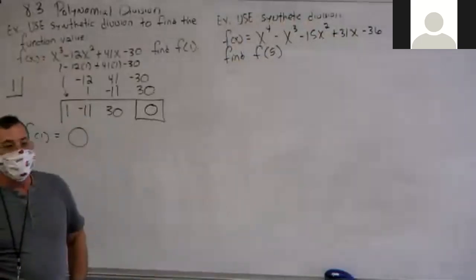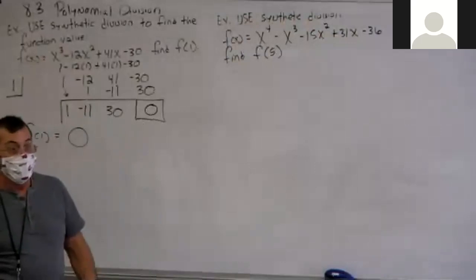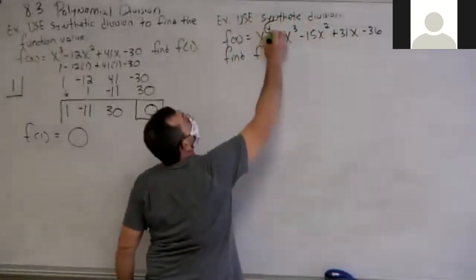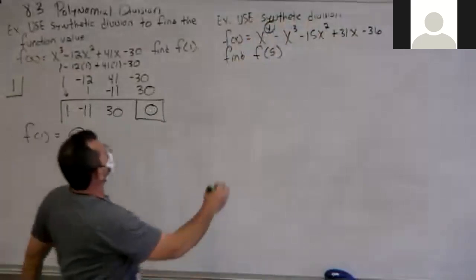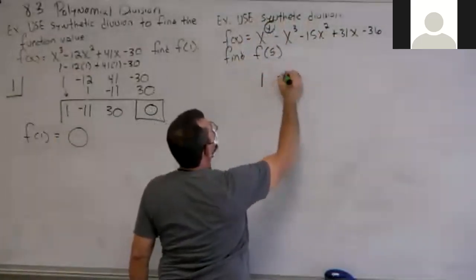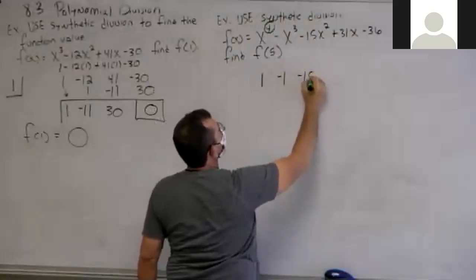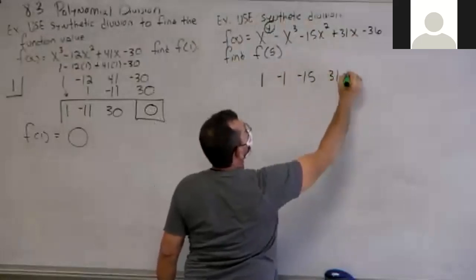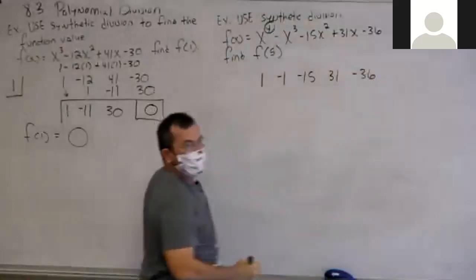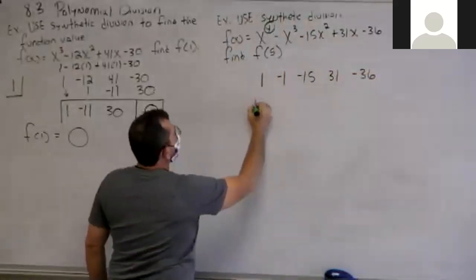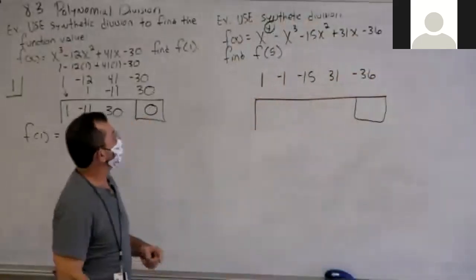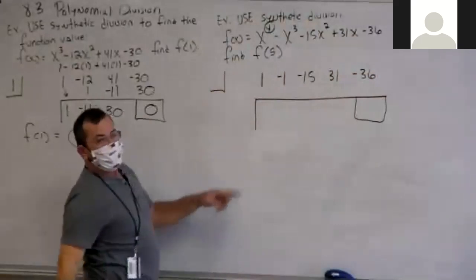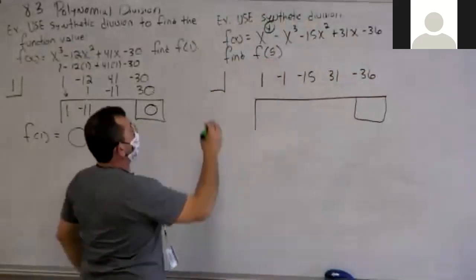Now, on your calculator, the first thing it asks you on synthetic division is the degree. The degree is equal to the highest exponent. All right, let's write down my numbers. My coefficients are going to be a 1, a -1, a -15, a 31, and a -36. All right, let me draw my box. And I want to square my remainder because that's going to be the answer. And my C will be this time a 5 because I'm finding f of 5.